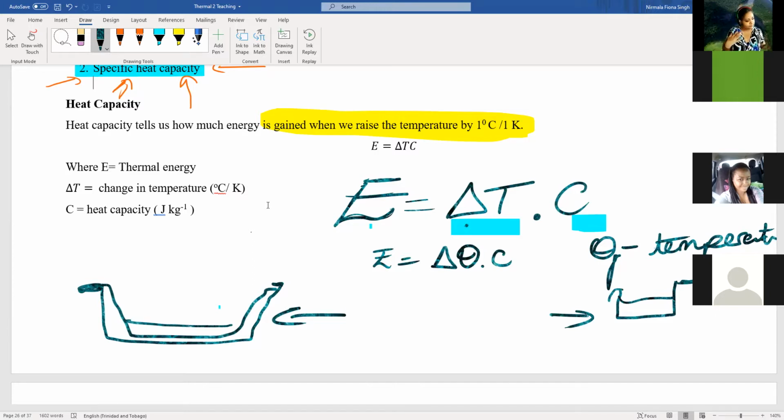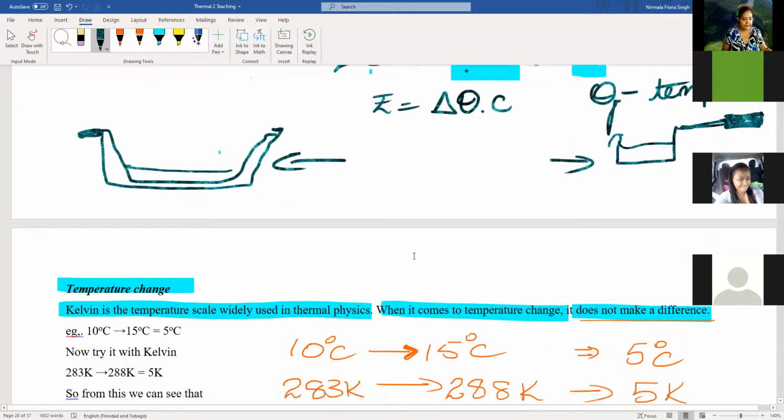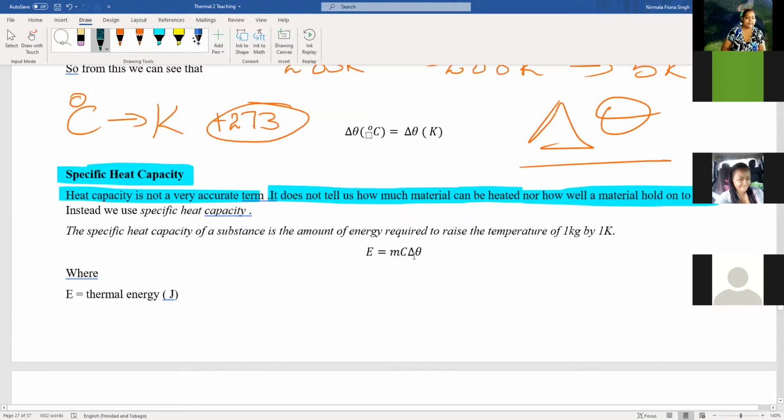So heat capacity makes no consideration for mass. And mass is an extremely important topic when it comes to energy. Right? So that's why we say heat capacity is not the most accurate term. It's a really vague term if you want to work with something quickly, right? But it's not the preferred method because you're leaving out a very important part.